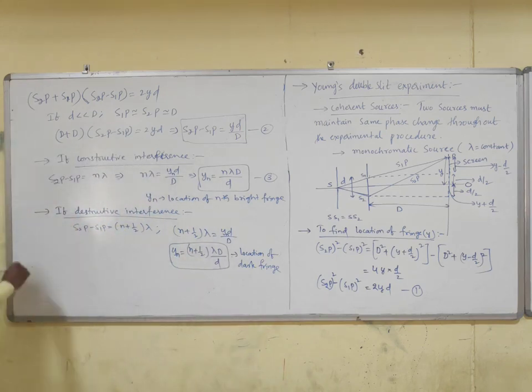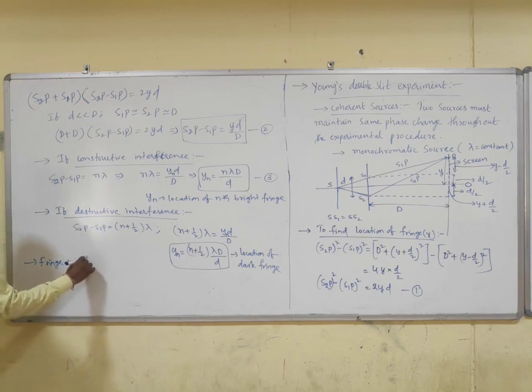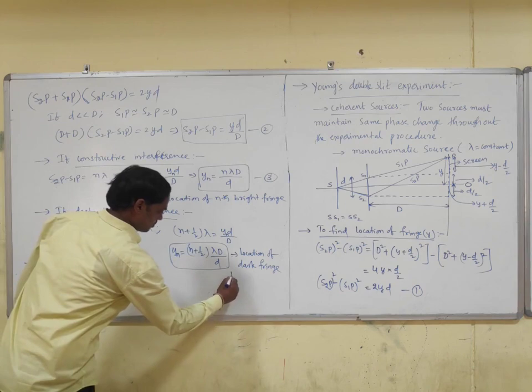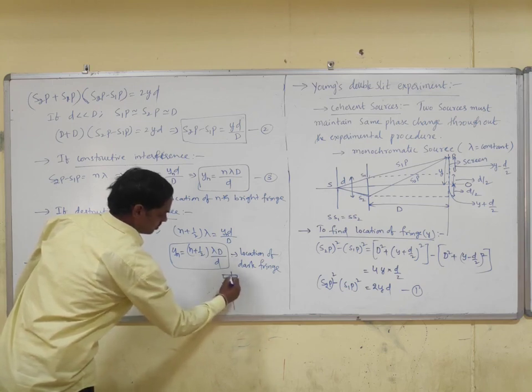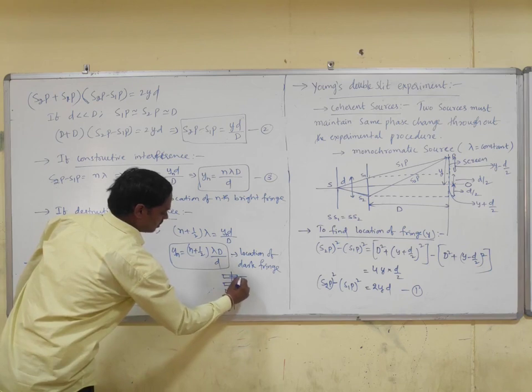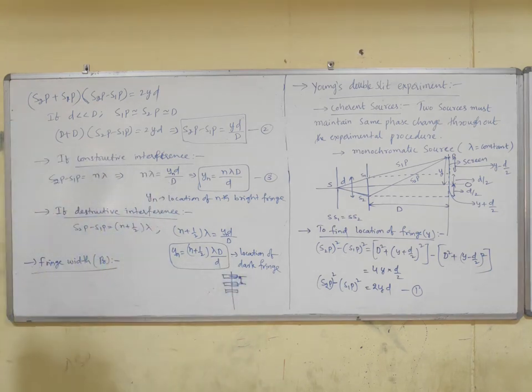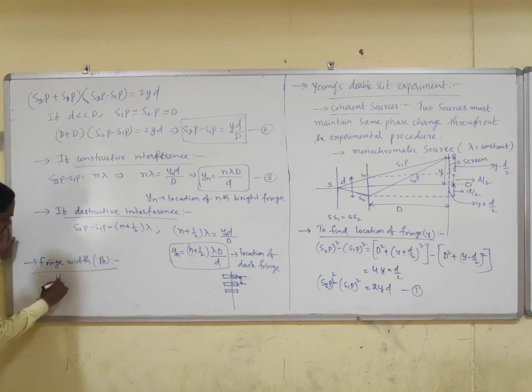Okay. Next is fringe width, indicated by beta. So what does fringe width mean? If we have fringes like this, this separation is called fringe width. So, fringe separation, at what separation the fringes are located. First let us take beta is equal to yn plus 1 minus yn. This is the fringe width.